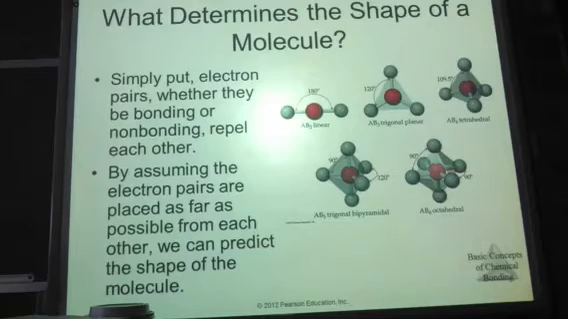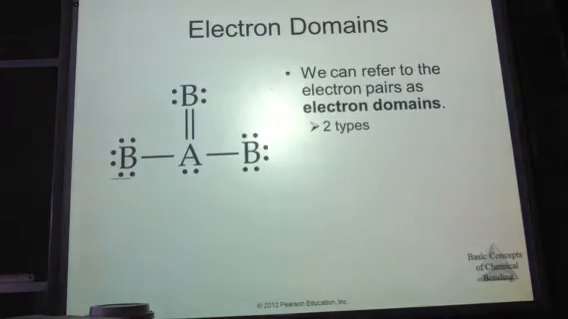So the electron pairs dictate the shape of the molecule. I cannot say that enough: it is so important that we know the electron domain geometry, because if we know that, we can easily figure out the molecular shape. By assuming the electron pairs are placed as far as possible from each other, we can thus predict the shape of a molecule. We need to then refer to what these electron domains are.